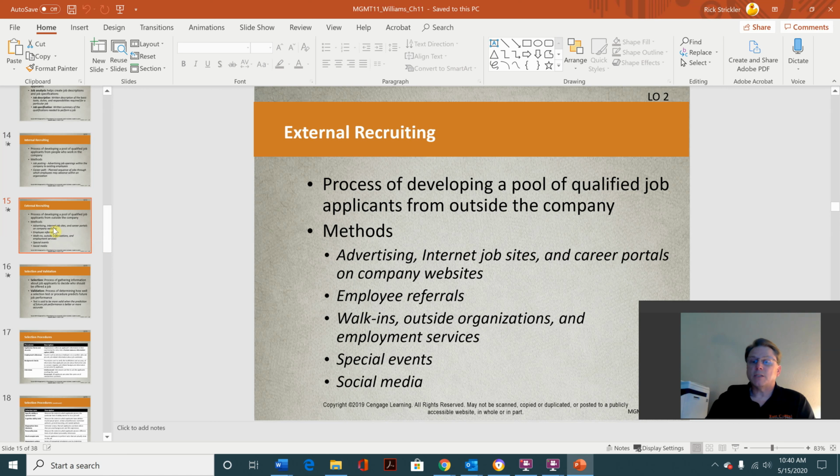External methods include advertising, internet job sites, and career portals. When I was an operations manager at Patterson Dental, I had a position for a customer service representative. I put it on careers.com, and after 2 days, I had 177 applications. It was for a high school diploma position. That's all that was required as far as education. Of course, I took it off careers.com because 177 applications for one job was far too many.